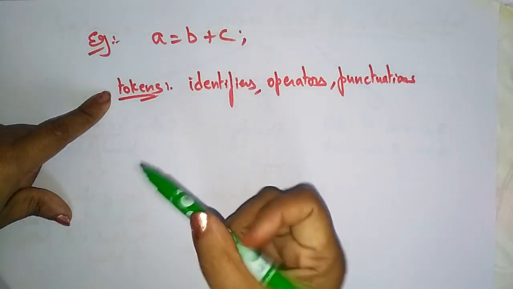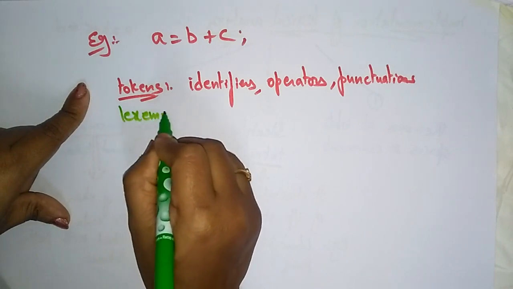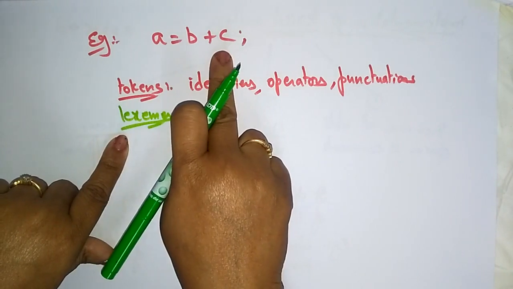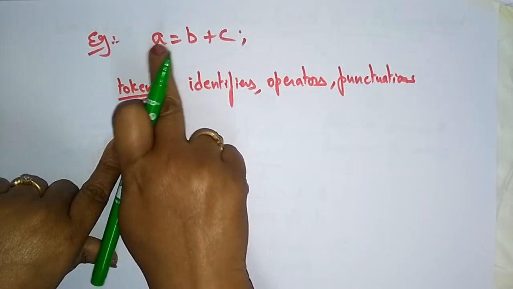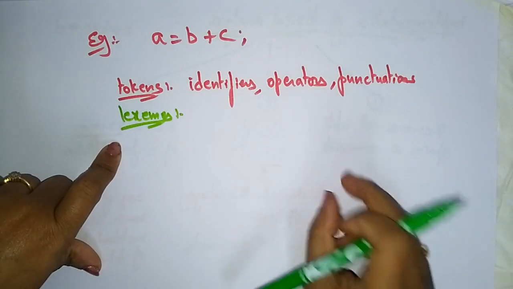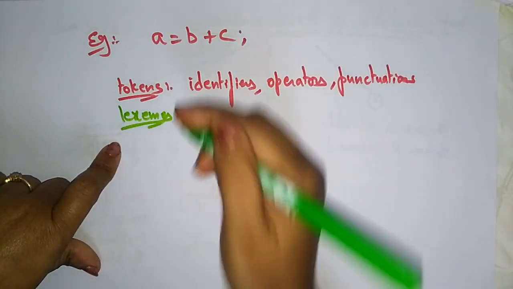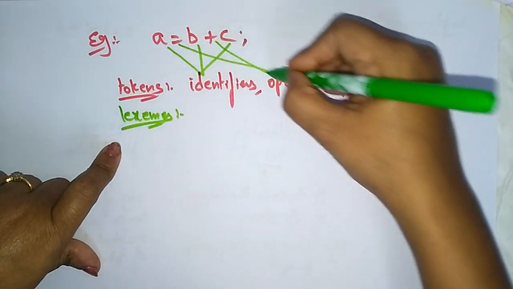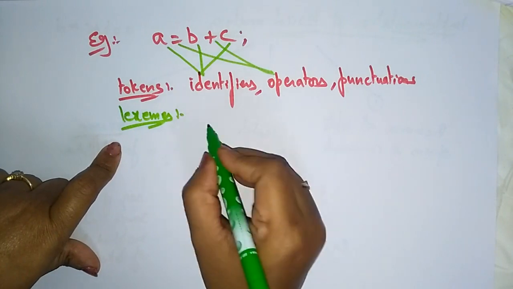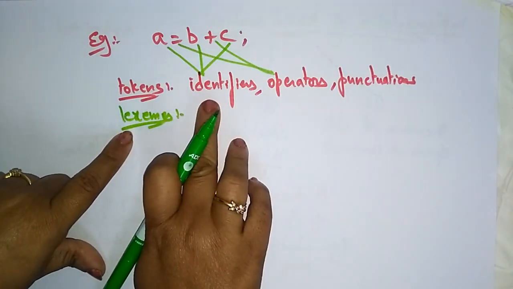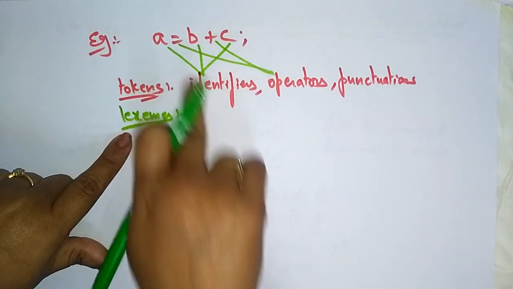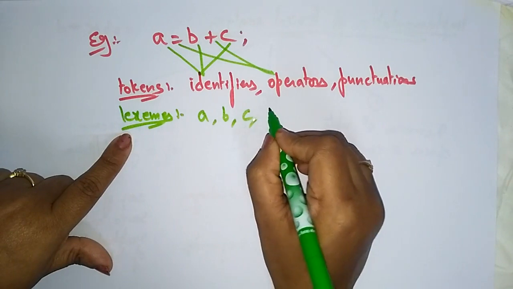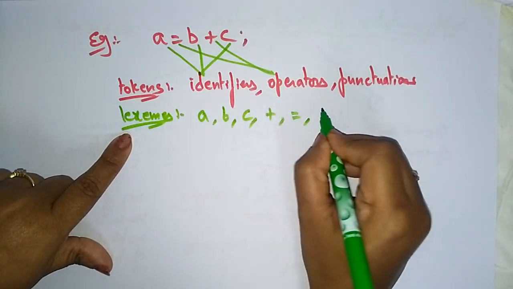Then what about the lexemes here? What do lexemes tell? The lexemes are nothing but the sequence of characters in the source code. So this is a source code. The sequence of characters in the source code that are matched with the pattern of tokens. Okay. So here, what are the items that are matched with the pattern of tokens? The items are A, B, C, plus, is equal to, semicolon.